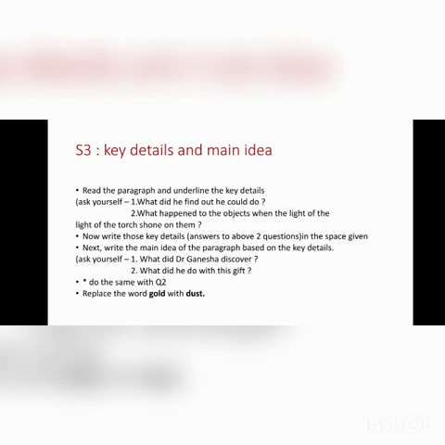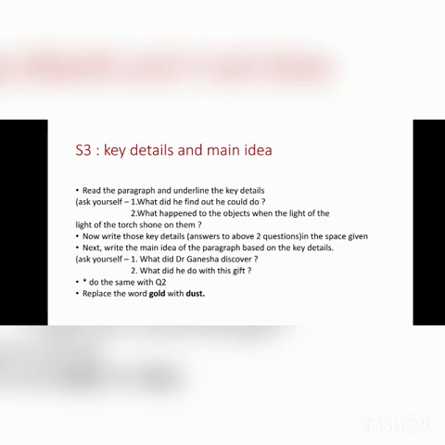He found that objects turned into gold if the light from the torch shone on them for at least half a day. So now these two key details, the textbook gives you A, B and C, but you have only two over here. So you can just write down the one which you have already underlined in the space given for list of key details.